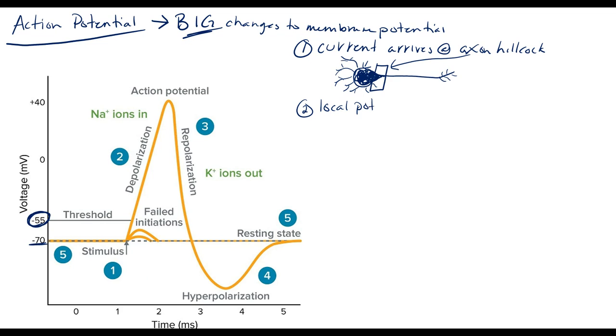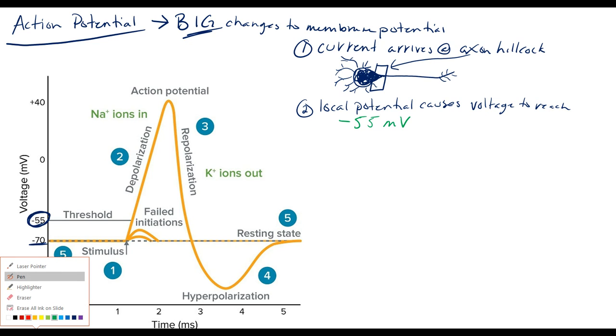So the local potential causes the... I'm going to put this in a color because this is a really, really important number that you guys need to not forget. Negative 55 millivolts. Okay, so if it is less than negative 55 millivolts, then the cell or the nerve does not fire, as we call it.